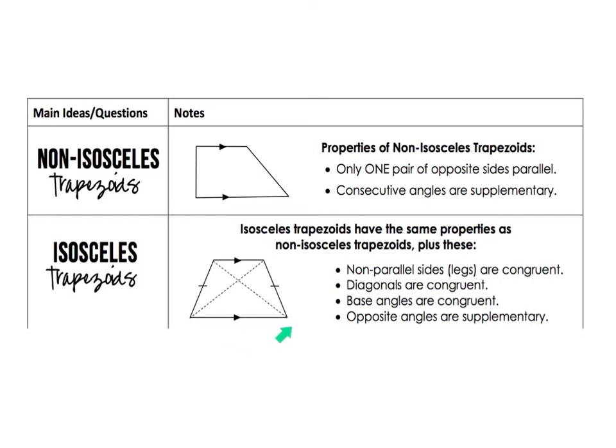So if we have this, opposite angles are going to be supplementary. The base angles are going to be congruent. That means if this angle over here is 60, this one over here is 60. The top one is 120, the other one is 120.